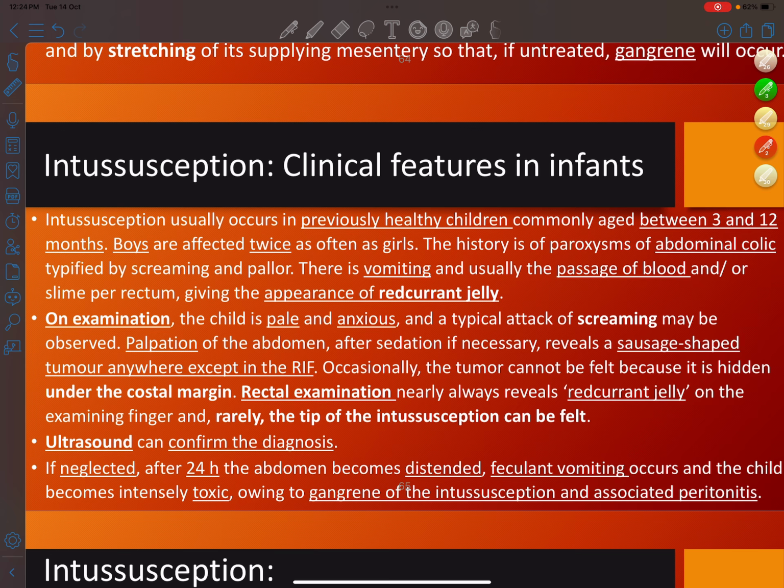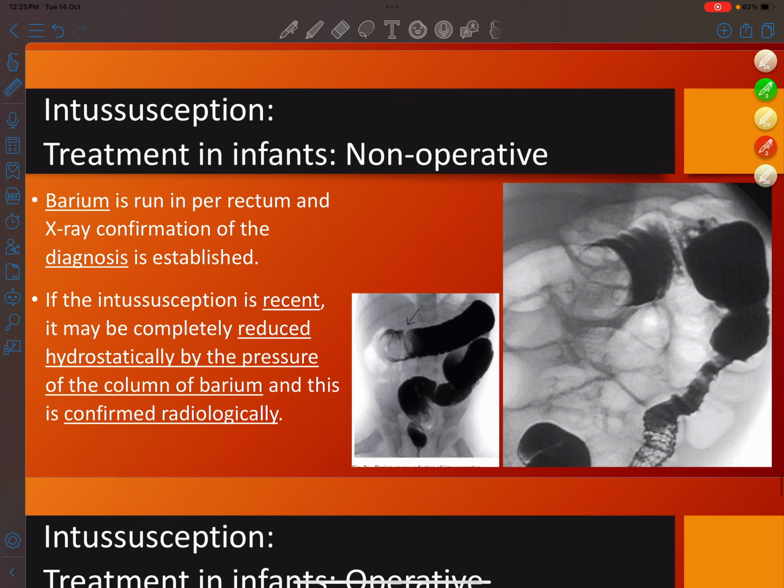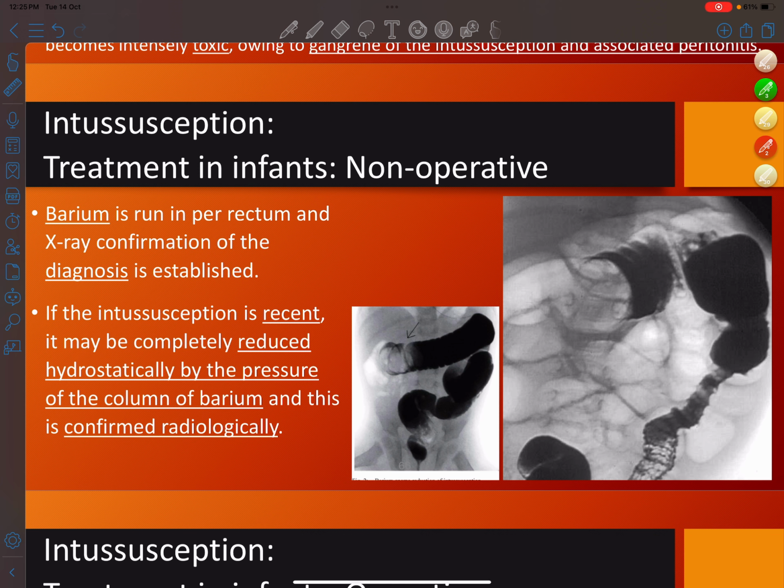A picture of intestinal obstruction in a child should draw your attention to intussusception, because it is commonly seen in children. The non-operative treatment is by doing a barium enema. The contrast will push the intussuscepting part, hopefully to reduce it completely. If not successful, then we have to go to operative treatment.